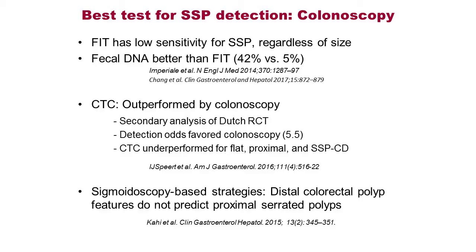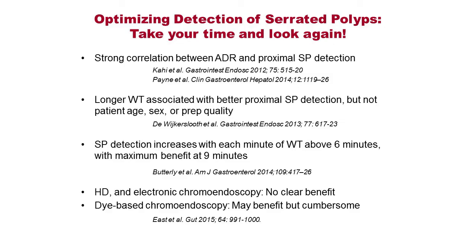So what are the things that really optimize detection of serrated polyps? This really aligns with what Dr. Shaukat just mentioned. The same things that work for adenomas work for serrated polyps. So it's really doing an obsessive compulsive exam, with a very meticulous fold examination. The reason for that is that there's a strong correlation between ADRs and proximal serrated polyp detection. And we know that longer withdrawal times are associated with improved proximal serrated polyp detection, especially as you increase your withdrawal time above 6 minutes.